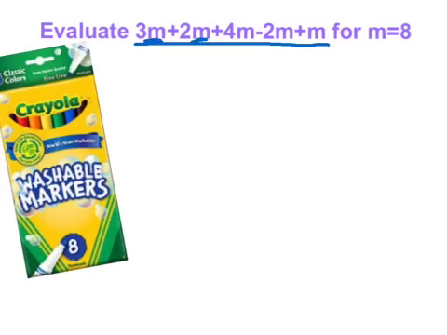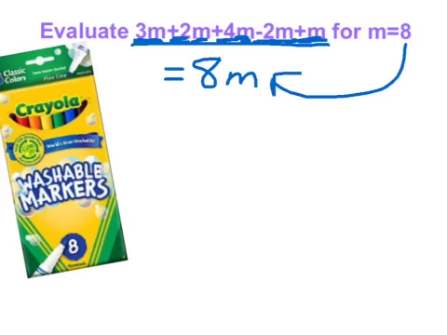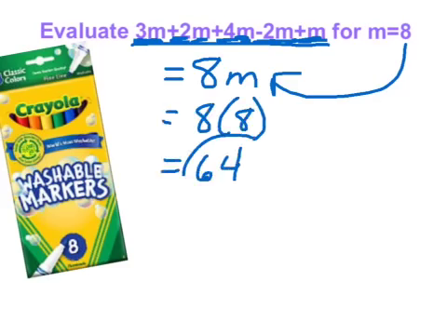These all have an m in them, so we can use their coefficients or the numbers in front of them and add all of those up. So 3 plus 2 plus 4 minus 2 plus 1 gives me a total of 8m. Now substitute in for your variable and you get 8 times 8 equals 64.